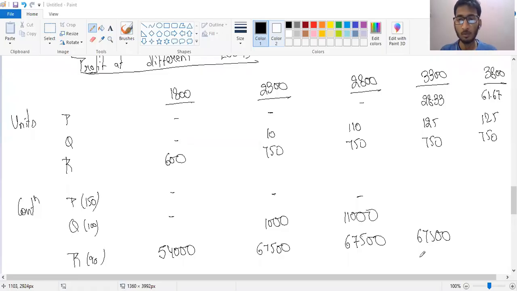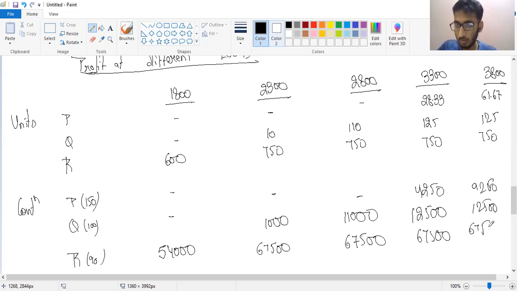Okay, so we have done it up to here. Just check it once. In 125, what would be your contribution? It would be, I think, 12,500. For 28.33 units, what would be your contribution? 28.33 multiplied by 150, it would be somewhere 4250. For 61.67, multiplied by 150, 9250. That would be 12,500, 67,500.